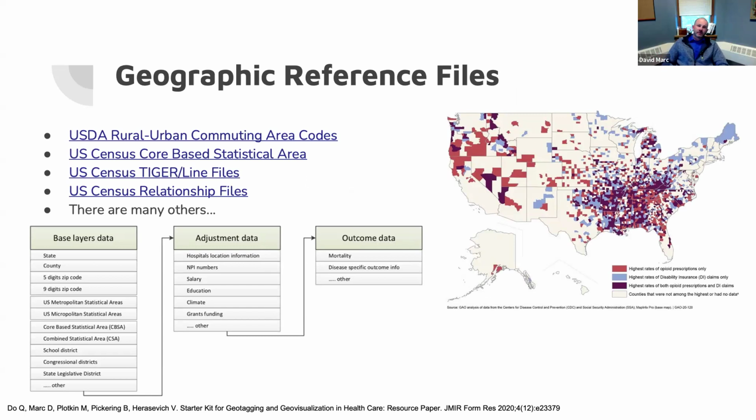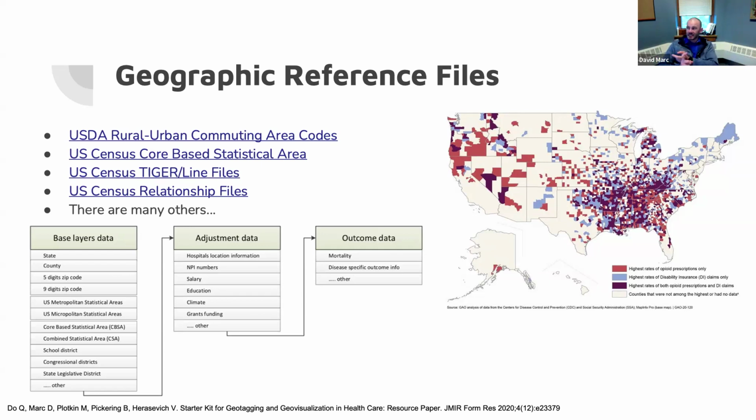So examples of geographic reference files include USDA rural urban commuting areas, or RUCA codes, that can classify US Census tracts into different urban clusters. There's also core-based statistical areas. There's Tiger line files, US Census relationship files. These files become very useful if you want to connect data that's at different geographic levels.